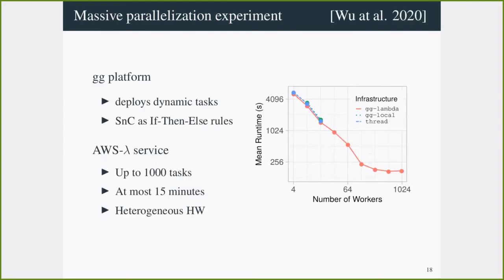Given these results, we were curious how far we can actually push the parallelism. So we used the GG platform to deploy the split and conquer algorithm to a cloud computing service, AWS Lambda. The service allows up to 1,000 tasks with up to 15-minute workload each.